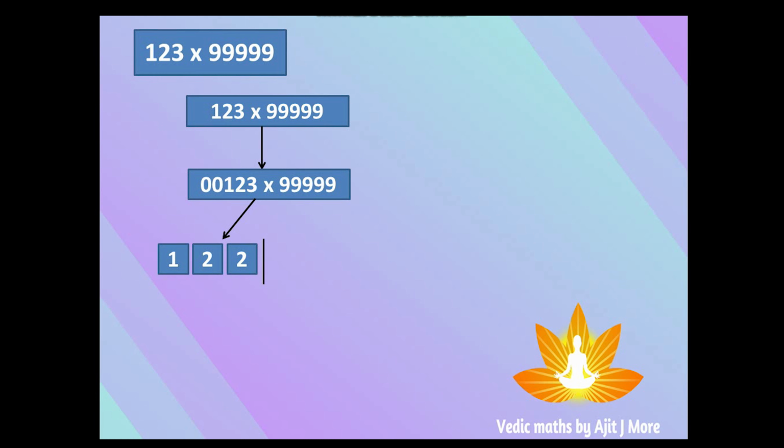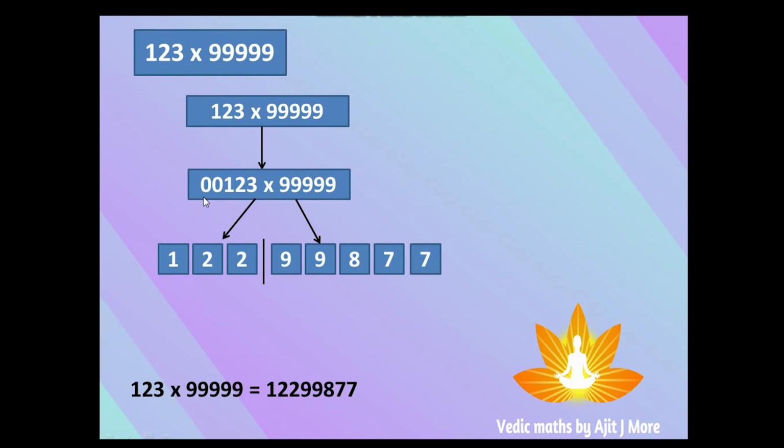Yes. Now what will be the second part? All from 9 and last from 10. Tell me, 9 minus 0, 9. 9 minus 1, 8. 9 minus 2, 7. And 10 minus 3 is 7. Combine it, that is your answer.